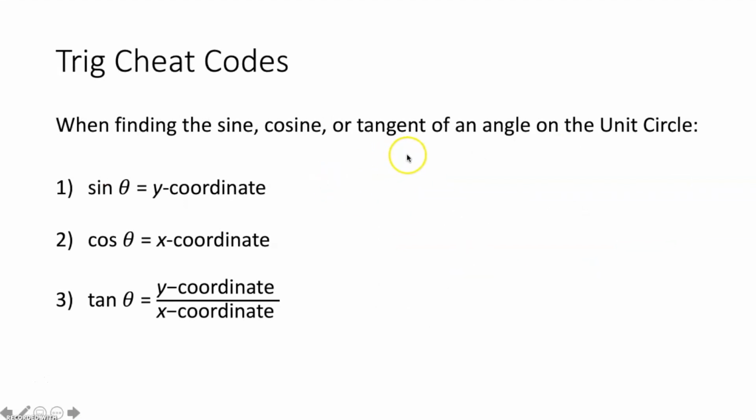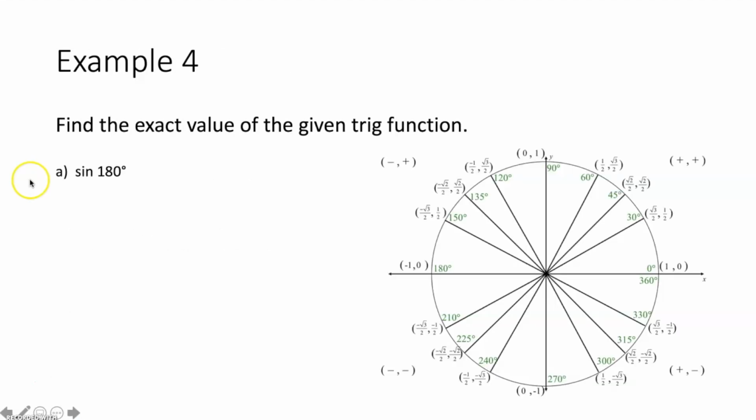When finding the sine, cosine, or tangent of an angle in the unit circle, the sine of a given angle is equal to the y-coordinate, the cosine of that angle is equal to the x-coordinate, and the tangent of that angle is equal to the y-coordinate over the x-coordinate. So let's use our cheat codes a little bit to show you how much easier it is than creating a right triangle every time. Example 4 says find the exact value of the given trig function. So this time we're trying to find the sine of 180 degrees.